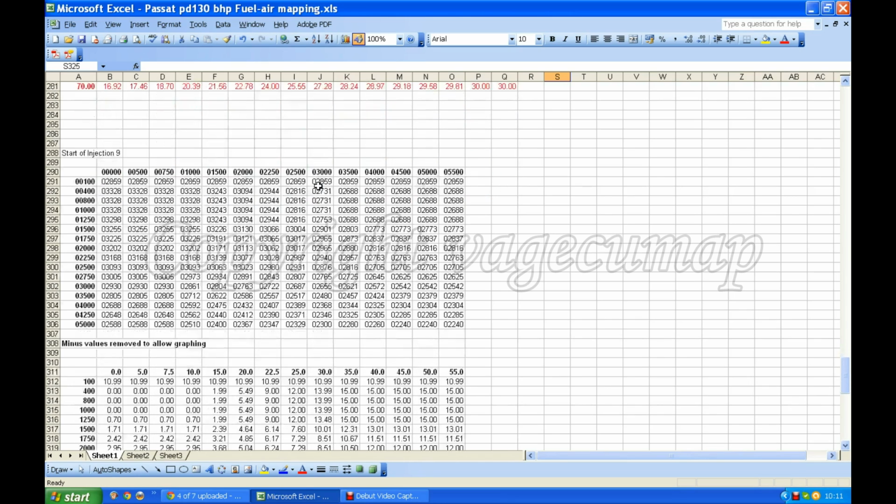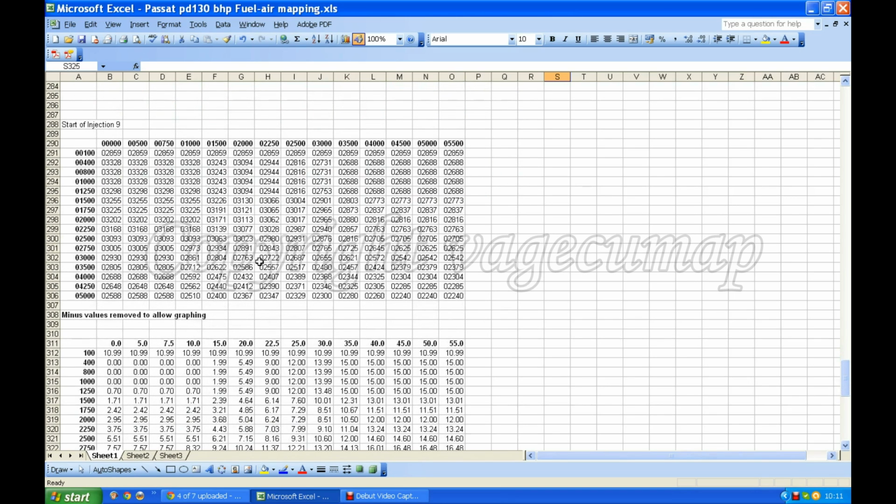Now what I'm going to do is have a look at start of injection. I'm going to look at start of injection 9 because that's the one that a hot engine is using, and if you've looked at previous videos I've posted you will know that from looking at the start of injection selector map. Now that's for this file.